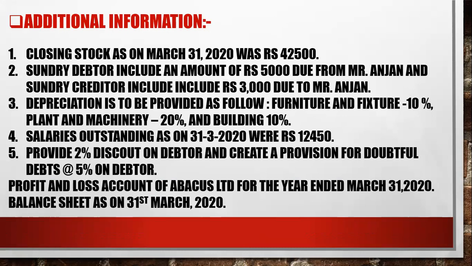Clear? Because 12,450 is outstanding, that means you have to pay in future. So you have to add it in the salary account. Outstanding is always added to your salary, so you will get 1,50,000 as your salary. So salary will go to employee benefit.